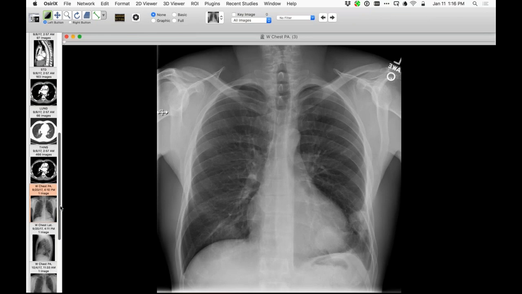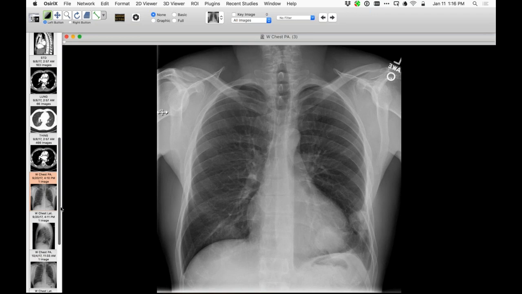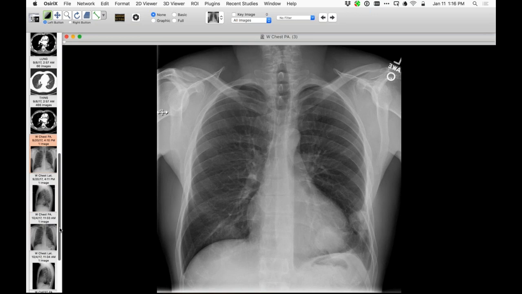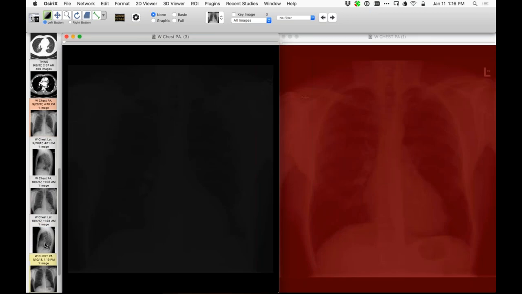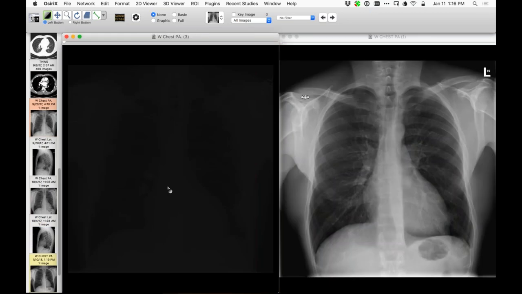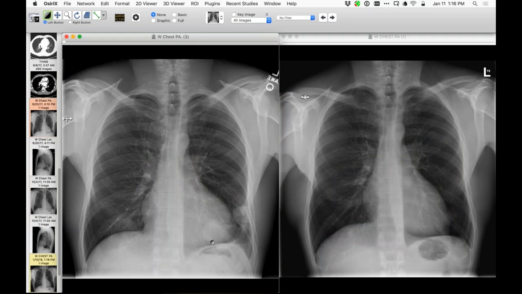But actually, going even further in time, so sorry about that, we'll go back to that. So now we have that period of time. These have resolved, and perhaps they are very small opacities that remain in the same areas. So I think this is a really nice example of the evolution of pulmonary embolism over time.